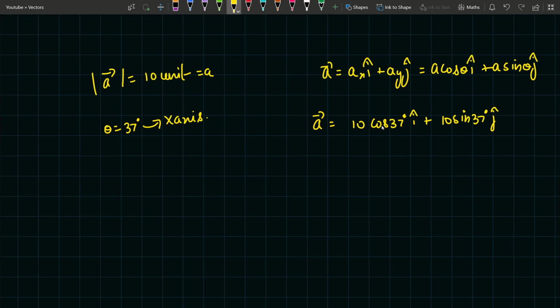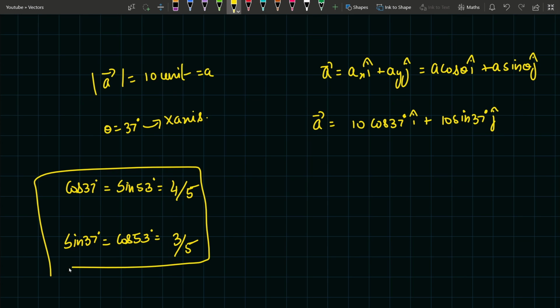Now you have to know the value of sin 37 and cos 37, and actually you should know sin 53 and cos 53 as well. See, I'll write it here. Cos 37 and sin 53 both are equal, and that's equal to 4 by 5, and sin 37 is equal to cos 53 is equal to 3 by 5.